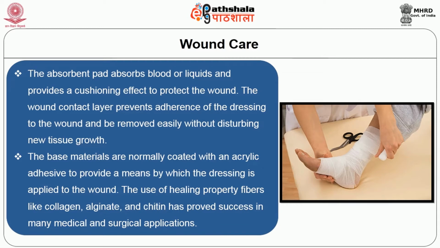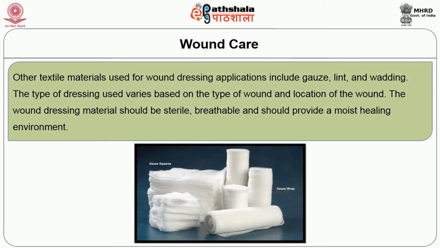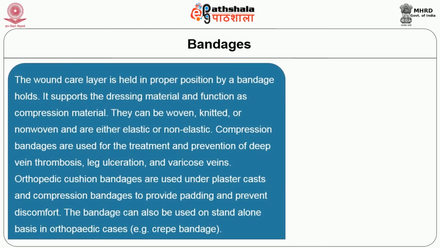applied to the wound. The use of healing property fibers like collagen, alginate and chitin has proved success in making medical and surgical application. Other textile materials used for wound dressing application include gauze, lint, and warping. The types of dressing used varies based upon the type of wound and the location of the wound. The wound dressing material should be sterile, breathable, and should provide moist, healing environment. Next, we shall see about bandages.